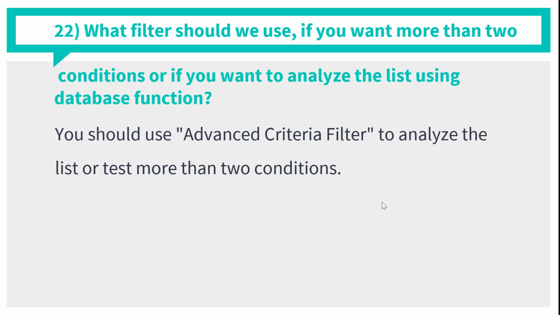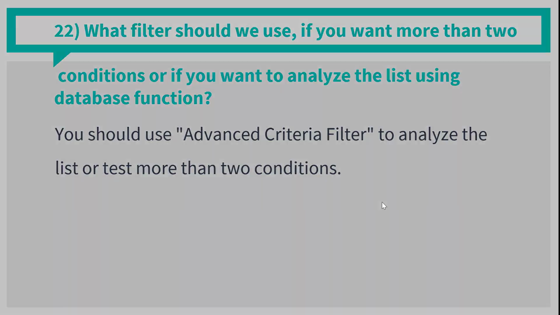What filter should we use if you want more than 2 conditions, or if you want to analyze the list using database functions? You should use the advanced filter criteria filter to analyze the list or test more than 2 conditions.